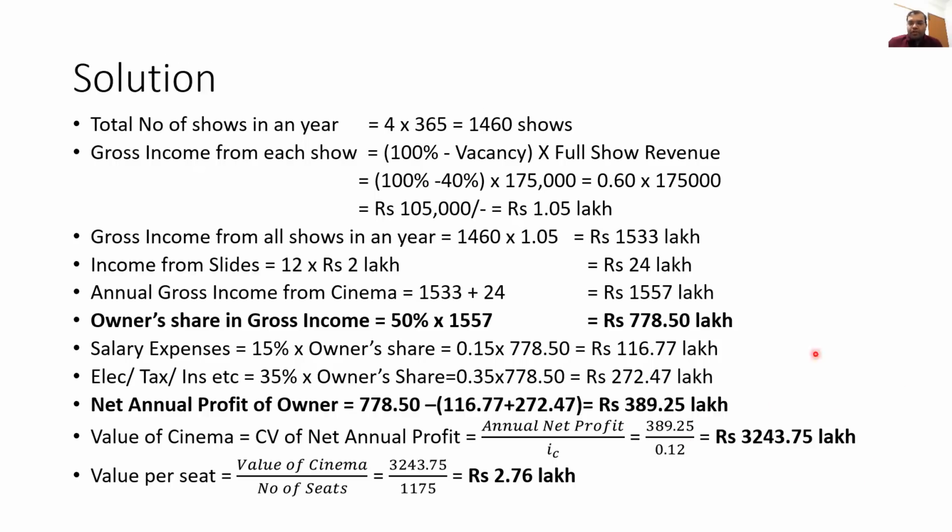So now we have got the total value of the cinema for the owner. Now if we divide the value of the cinema by the number of seats, we will get the value of each seat for the owner, which is equal to 2.76 lakhs per seat.